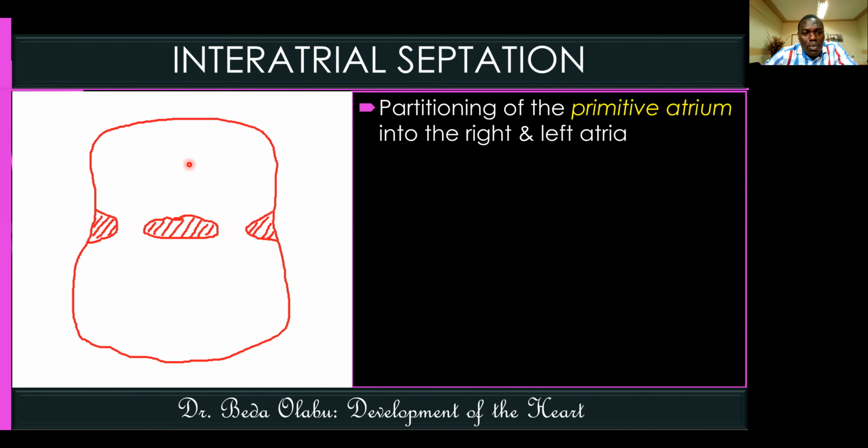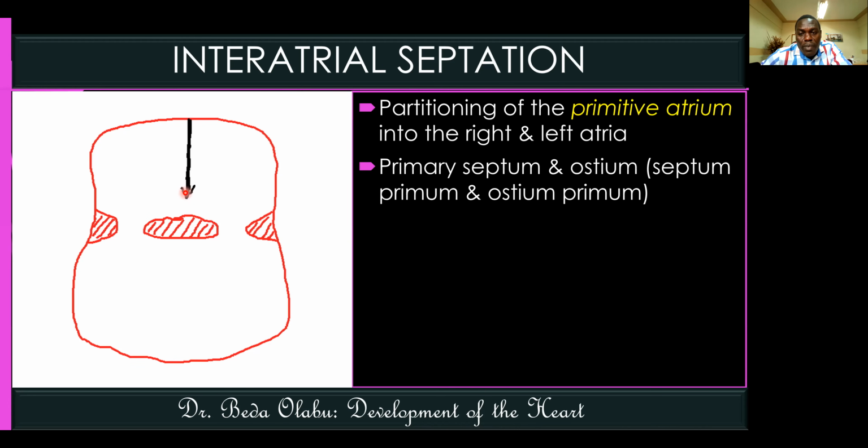Okay, now I want us to talk about interatrial septation, which means this chamber here, the primitive atrium, now needs to be partitioned, separated into two. The first thing that happens is formation of a septum that grows downward from the roof towards the endocardial cushion. That septum is known as the primary septum. We commonly call it septum primum. The septum primum grows down towards the endocardial cushion.